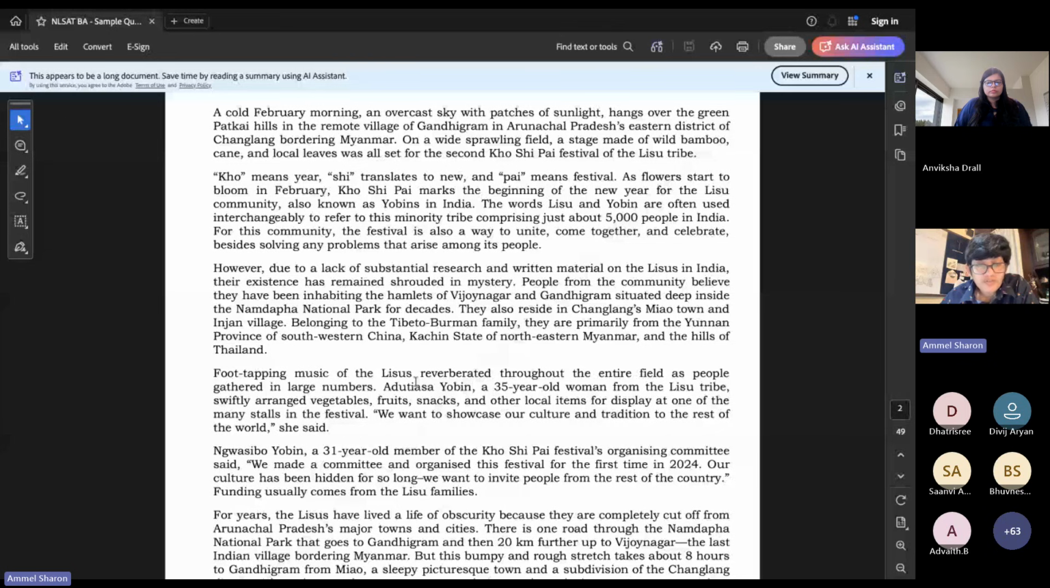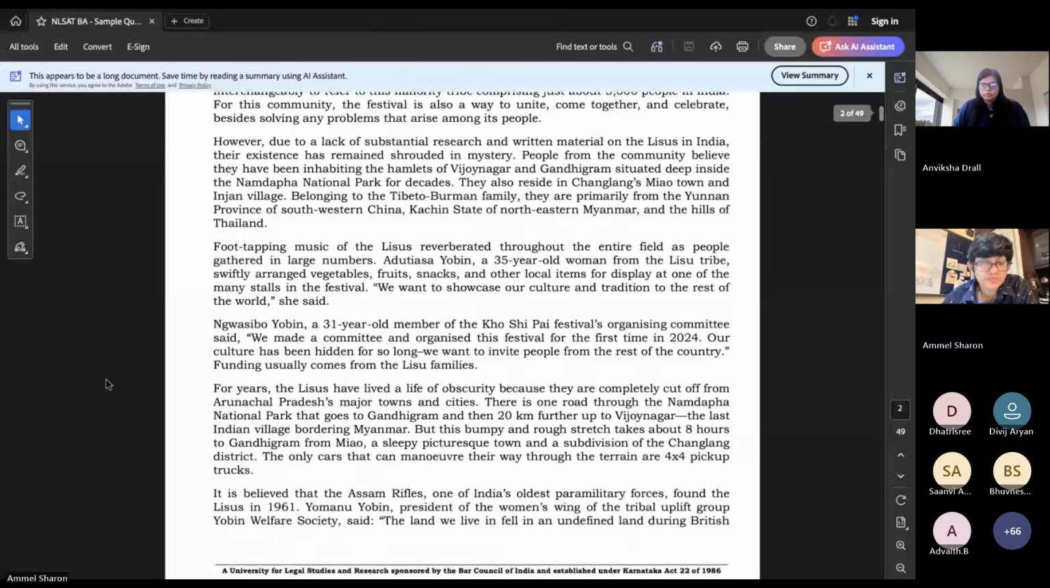Belonging to the Tibeto-Burman family, they are primarily from the Yunnan province of southwestern China, Kachin state of northeastern Myanmar, and the hills of Thailand. Foot-tapping music of the Lisus reverberated throughout the entire field as people gathered in large numbers. Aduti Asa Yobin, a 35-year-old woman from the Lisu tribe, swiftly arranged vegetables, fruits, snacks, and other local items for display at one of the many stalls in the festival. We want to showcase our culture and tradition to the rest of the world, she said.